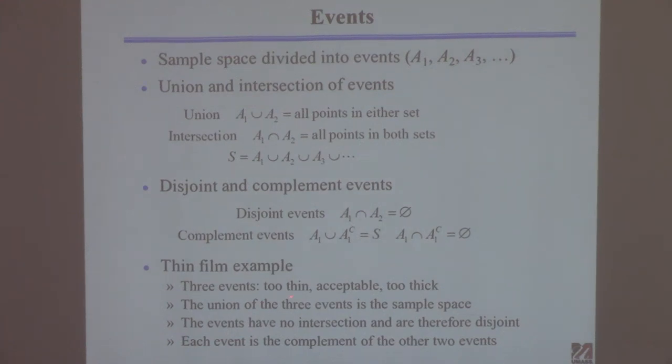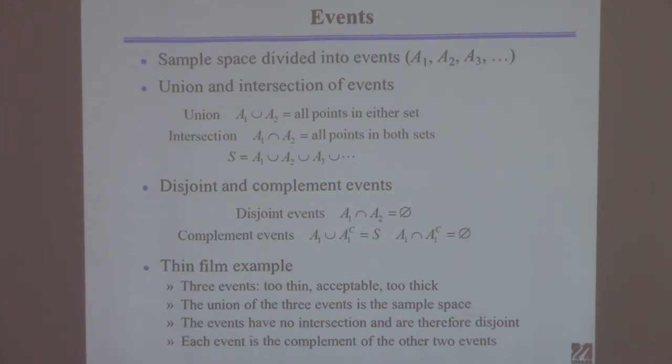Oh, I'm coming back to my thin film. Okay, we have three possible events, right? Too thin, acceptable, too thick. I've already done this, right? The union of those three things is the sample space. In other words, that's all possibilities that might occur, okay? These events have no intersection. You can't be too thick and too thin at the same time. You can't be too thick and acceptable.